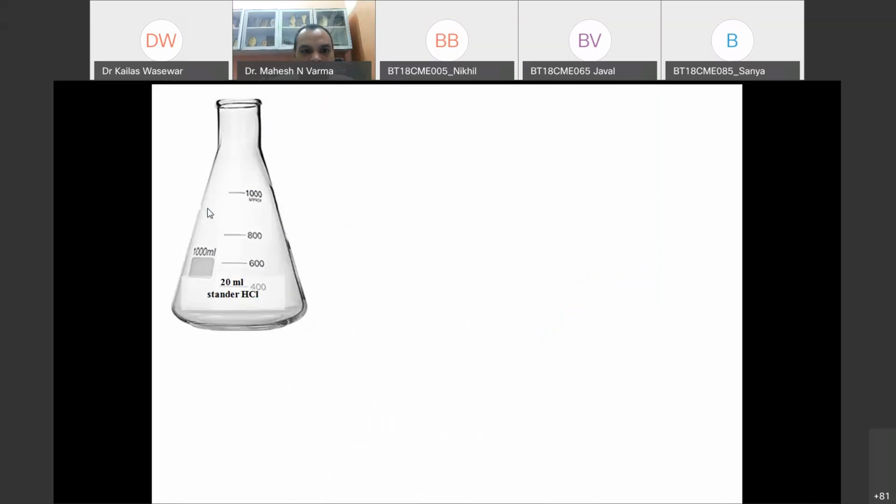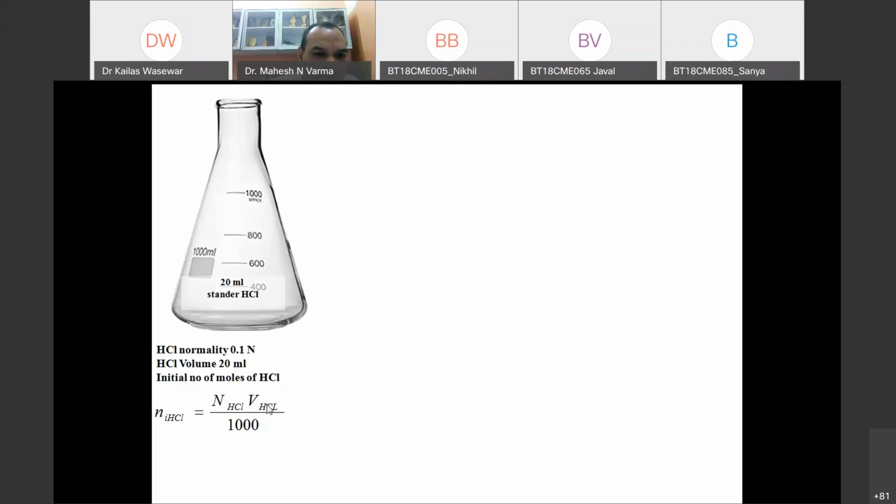Say I have 20 ml of standard HCl. In all the experiments, standard HCl means HCl of 0.1 normality. 20 ml of standard HCl is taken in a conical flask. So this is 0.1 normal HCl, and the volume taken is 20 ml. What is the initial number of moles of HCl? The number of moles of HCl is the normality or concentration of HCl, in moles per liter, multiplied by the volume of HCl in ml divided by 1000.